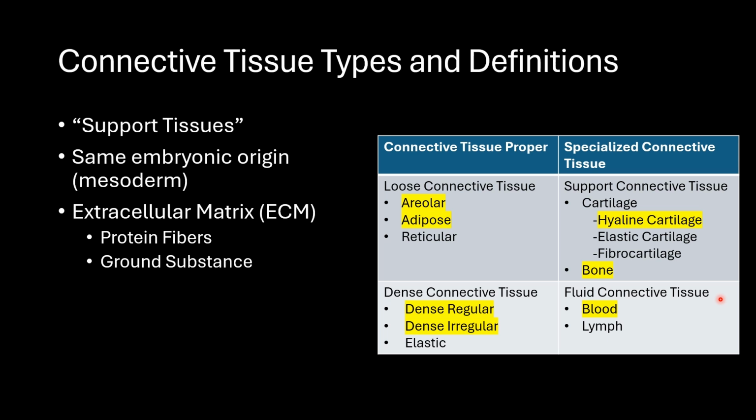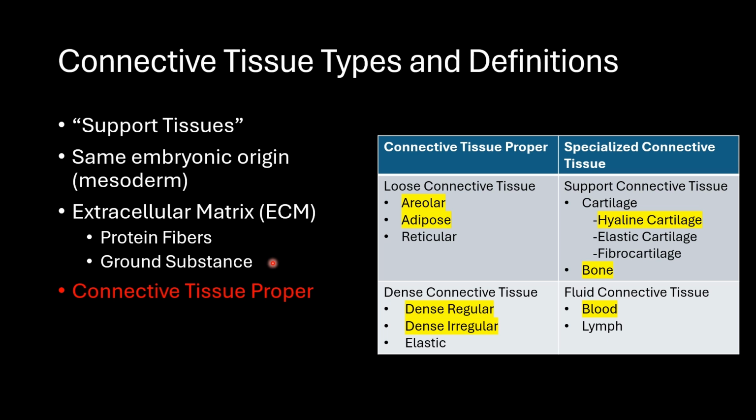The extracellular matrix is also very important. Unlike in epithelial tissues, which are mostly made up of cells, connective tissue contains a lot more important things outside of just the cells, namely protein fibers and ground substances.